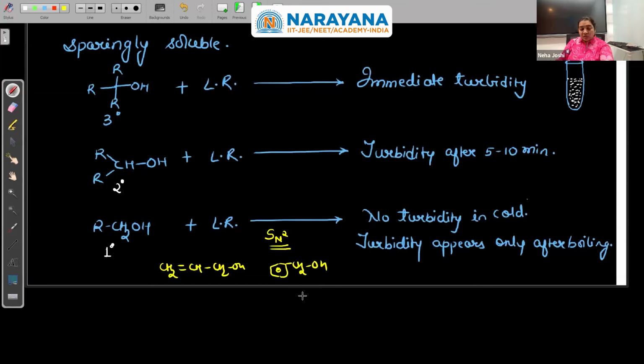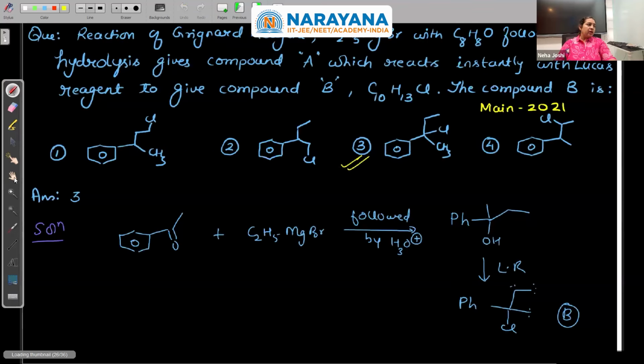And the faster that reaction is, faster will be the formation of RCl. And we'll say, okay, the reaction is giving us this turbidity, fine. Is that okay? So no turbidity in cold, turbidity appears only after boiling. 2-degree alcohol, turbidity after 5 to 10 minutes. Is that absolutely fine? Right? So there is nothing like always for any of these, right?